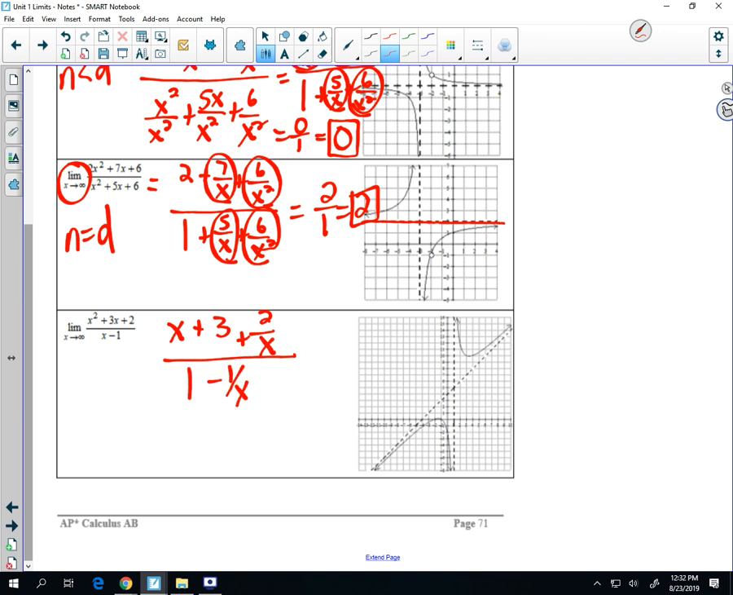So when the numerator is bigger than the denominator, look what happens when I take my limit. This goes to 0 and this goes to 0, but I'm left with x plus 3 over 1. And if I keep plugging bigger and bigger values in for x, this is just going to keep getting bigger, which is why the answer is infinity. So when you have something left in the numerator, you're going to have an answer of infinity or negative infinity. Okay?